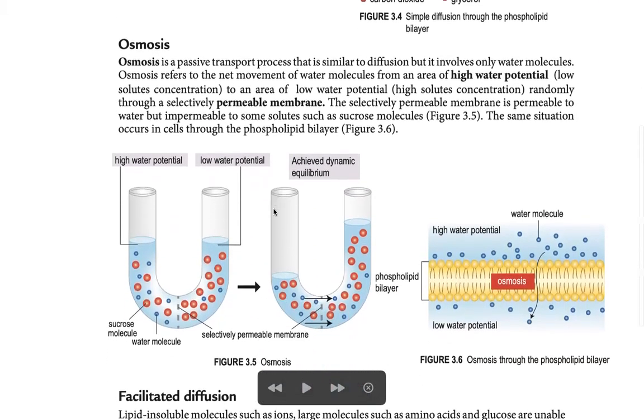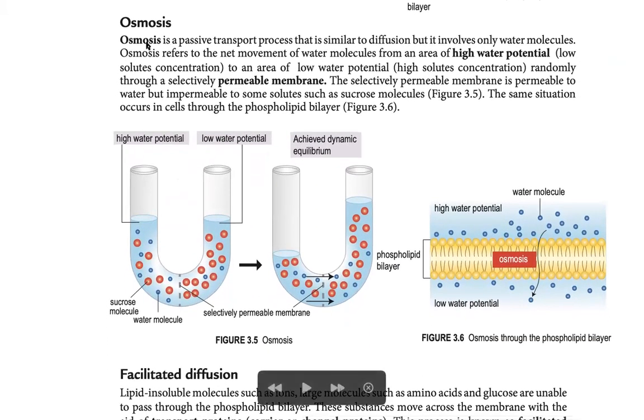Okay, the next one is osmosis. Look at osmosis. Bear in mind, osmosis will only involve the movement of water. The movement of water, same as simple diffusion, where osmosis refers to the movement of water from a high concentration of water to a lower concentration of water. Water potential and water concentration are the same. But to avoid you from being confused, you can use water concentration instead.